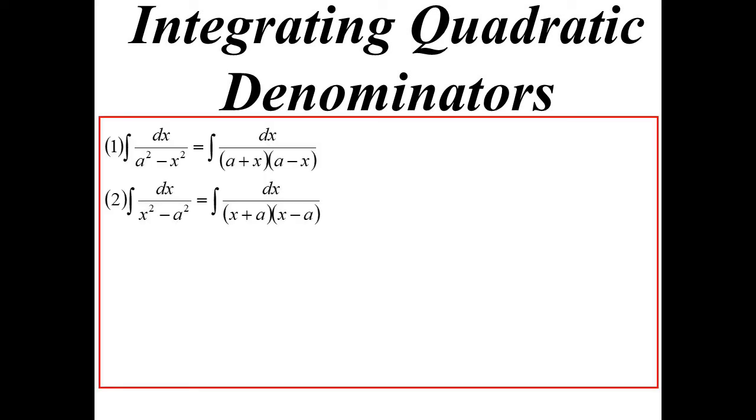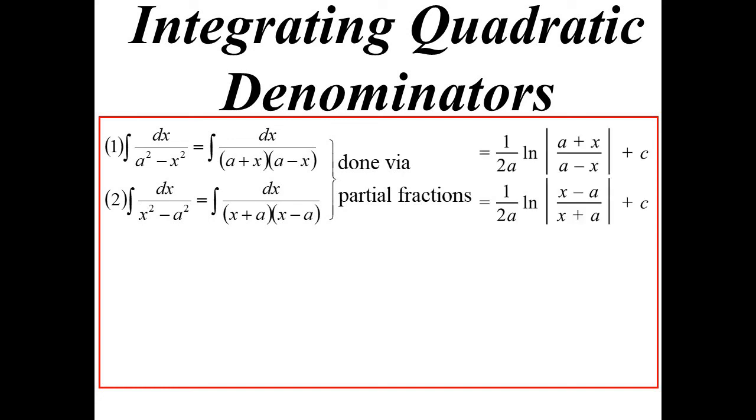So how do we integrate functions which have a quadratic denominator? We want to look at that in particular. The first two that we've got there are the difference of two squares, so a squared minus x squared and x squared minus a squared, which we could factorise, of course, and do via partial fractions. Personally, I just memorise the answer.